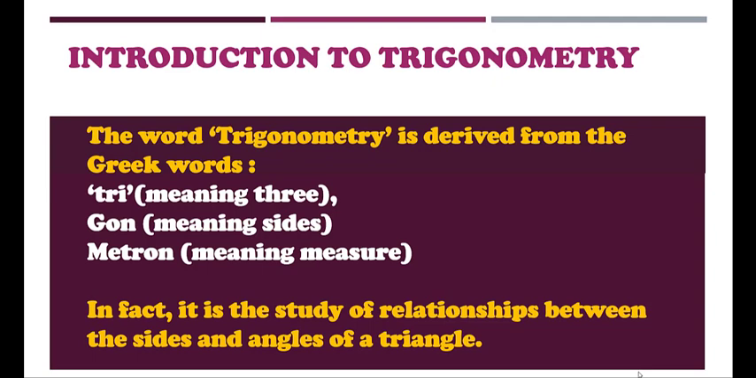In this chapter, we will study some ratios of the sides of a right angle triangle with respect to its acute angles. So we'll be restricting ourselves to acute angles only. So what are acute angles? What is an acute angle? Angle between 0 to 90.